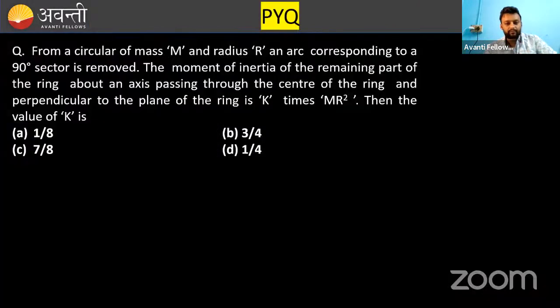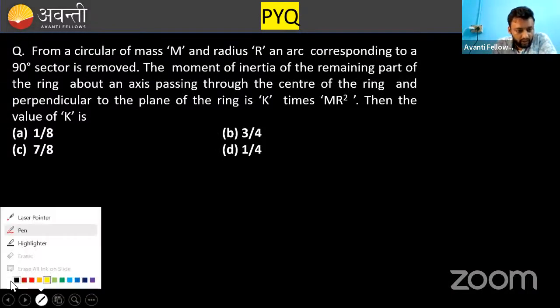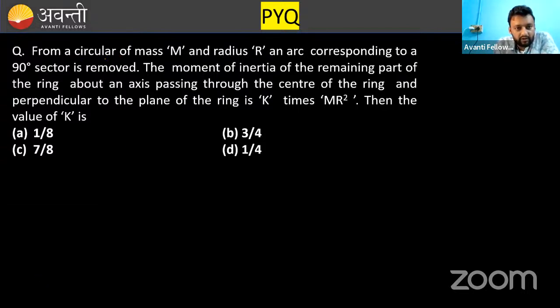Now we will move further. There is a concept test now. This is a PYQ, previous year question. Question says, from a circular ring of mass M and radius R, an arc corresponding to a 90-degree sector is removed. The moment of inertia of the remaining part of the ring about this axis is k times MR square, then the value of k is. Question is asking about the value of k.